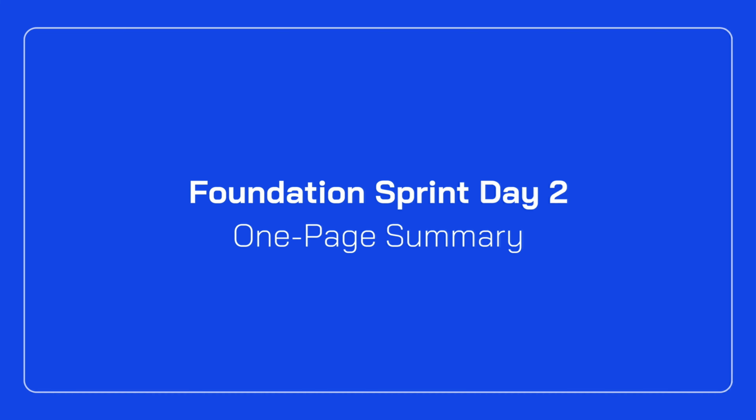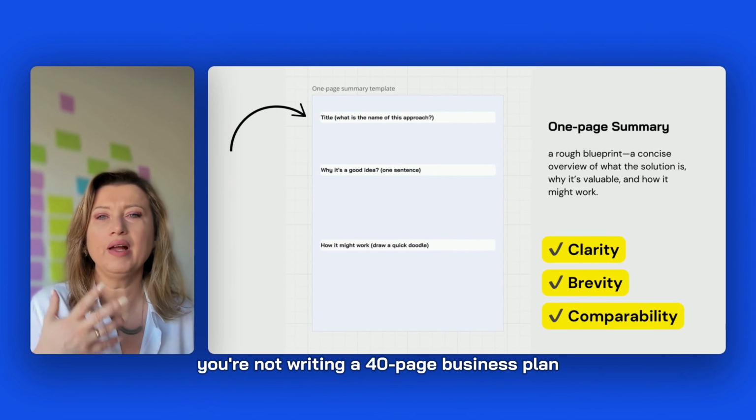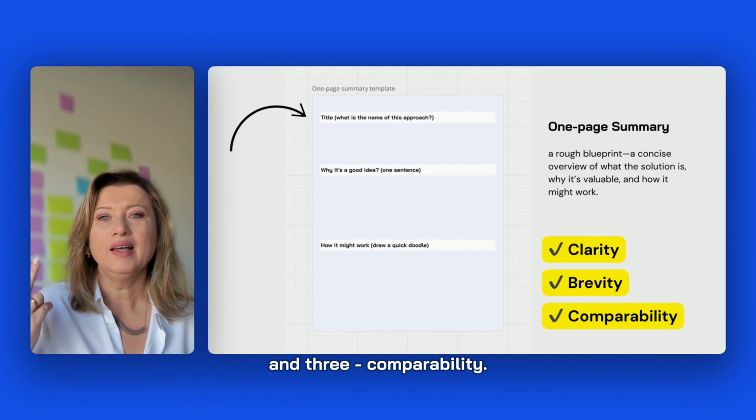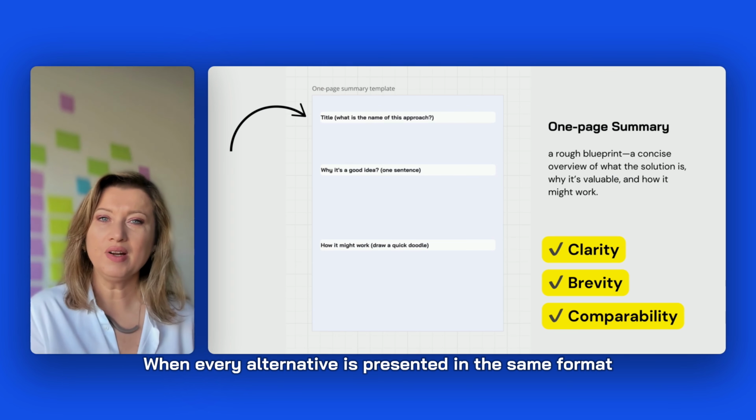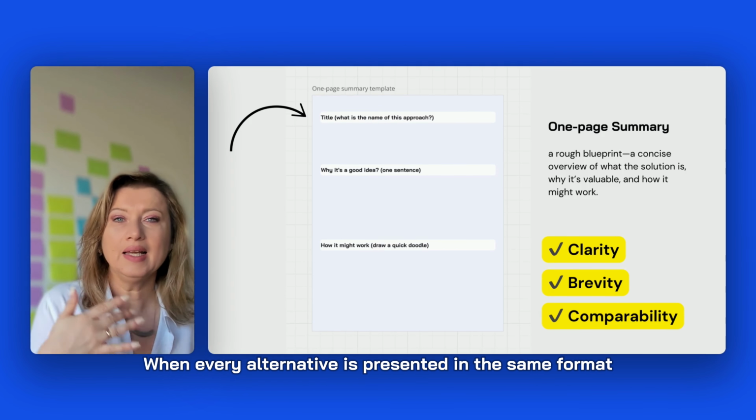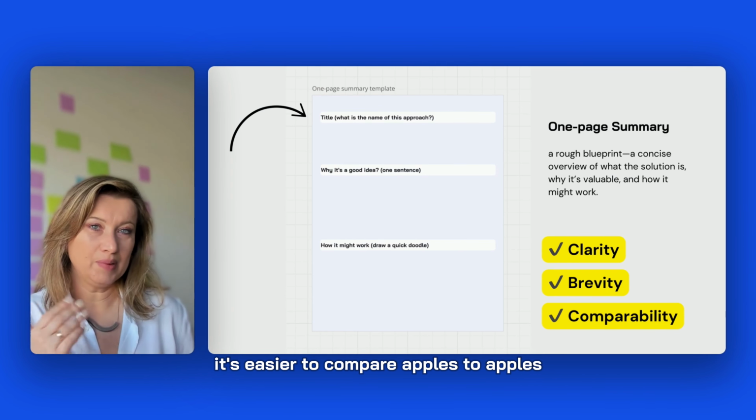To capture and compare these backup ideas, we'll use one-page summaries. Think of a summary as a rough blueprint, a concise overview of what the solution is, why it's valuable, and how it might work. Why we like one-page summaries? Three reasons. One, clarity: it forces everyone to boil down the essential problem and solution. Two, brevity: it keeps things light. You're not writing a 40-page business plan. And three, comparability. When every alternative is presented in the same format, it's easier to compare apples to apples and basically make decisions.